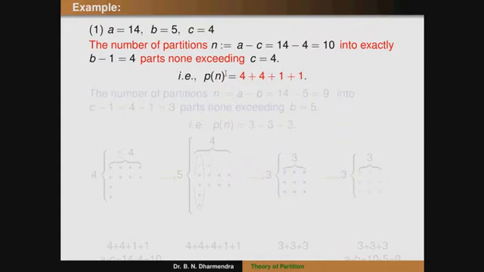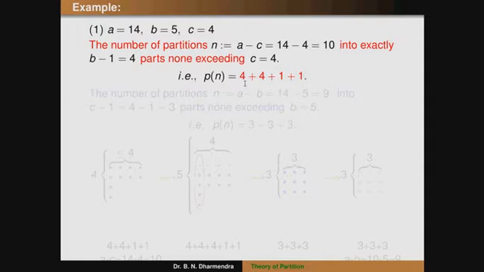So the number of partitions of n, most precisely in terms of 10, can be written such that the parts of the partition are 4 plus 4 plus 1. You can observe here, each part is exactly into 4 parts. So 4 plus 4 plus 1, and each part of the partition is not exceeding 4, that is, not exceeding c, that is 4 plus 4 plus 1 plus 1. So 10 can be written by using this condition. So P of n is equal to 4 plus 4 plus 1 plus 1.